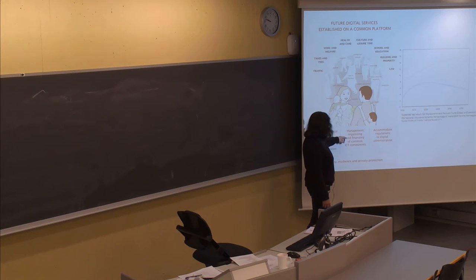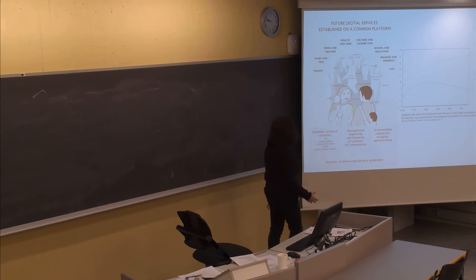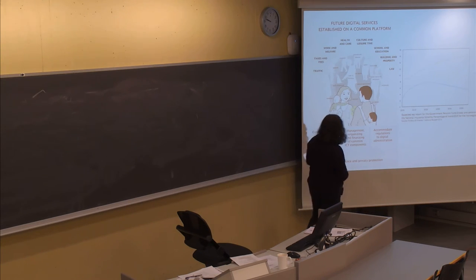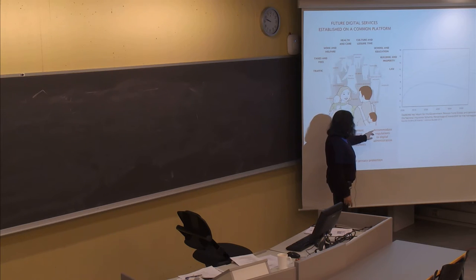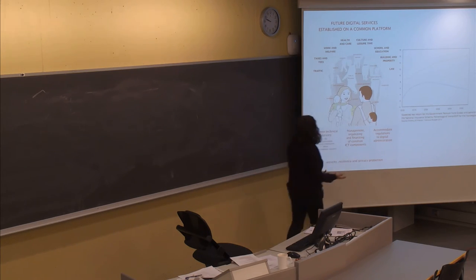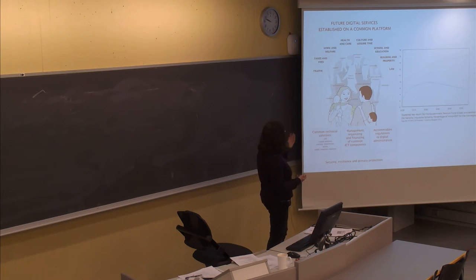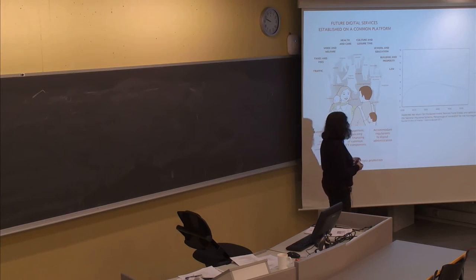And then we have management, organization, and financing of common ICT components for the management of these services. There will also be a common component, and then the accommodation of regulations to digital administration. So the regulations for these services will also be in common. The way a service is run in the tax area will probably be under the same kinds of regulations as a service in the health area, for example. All under the same kind of regulations.